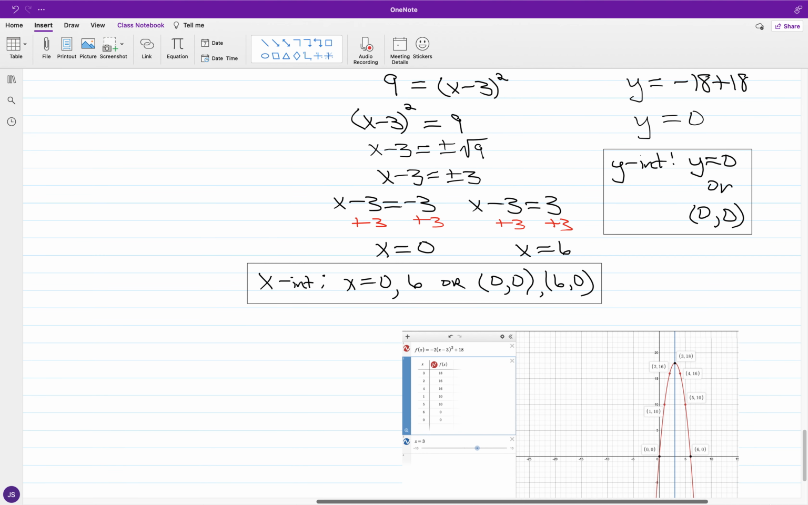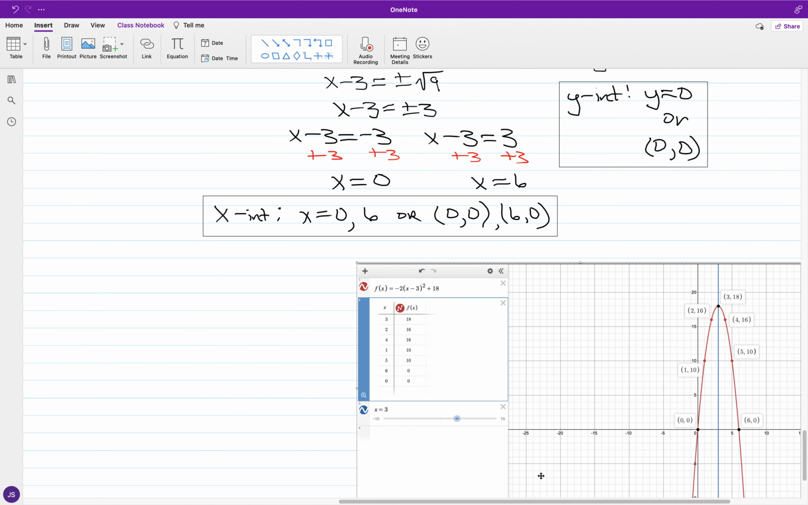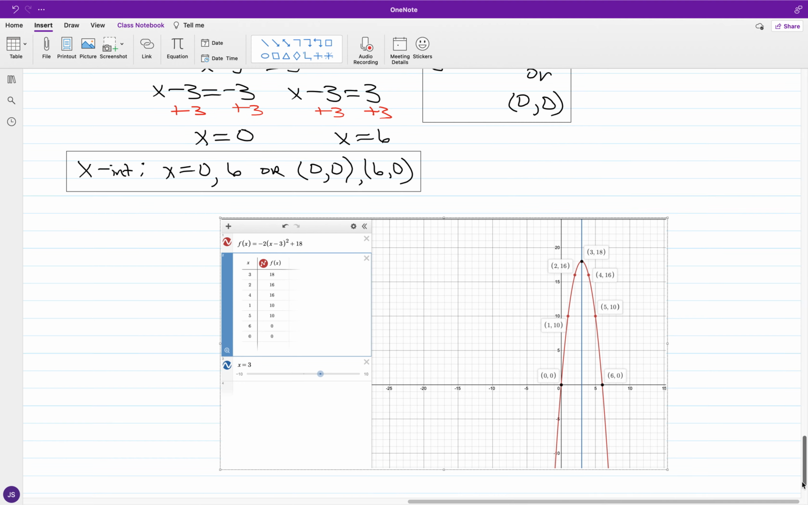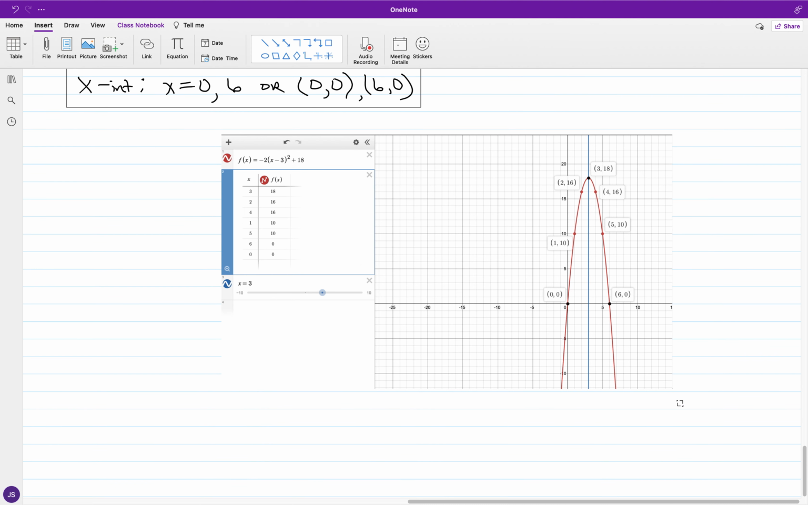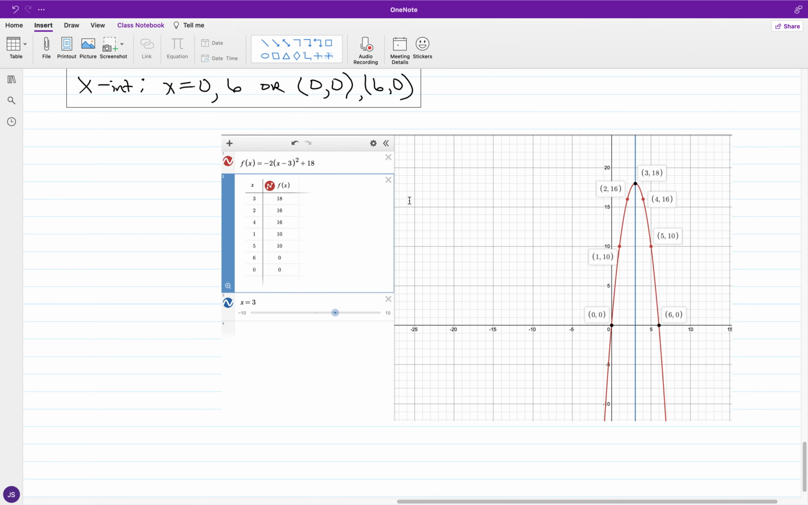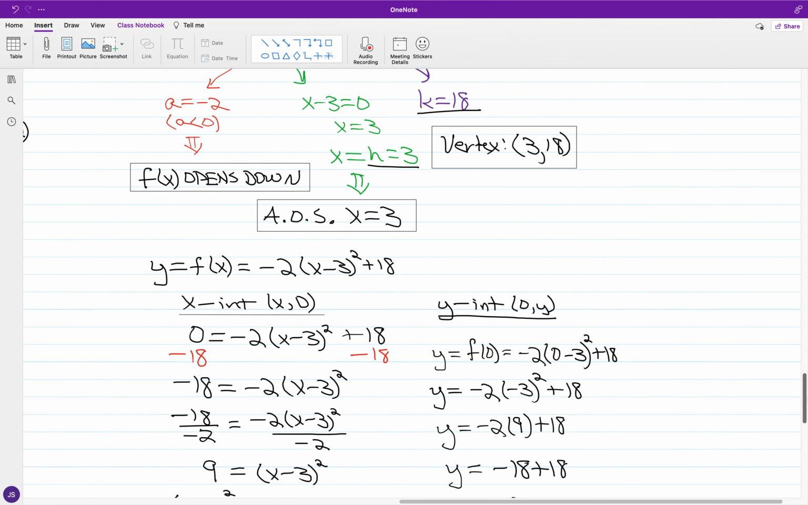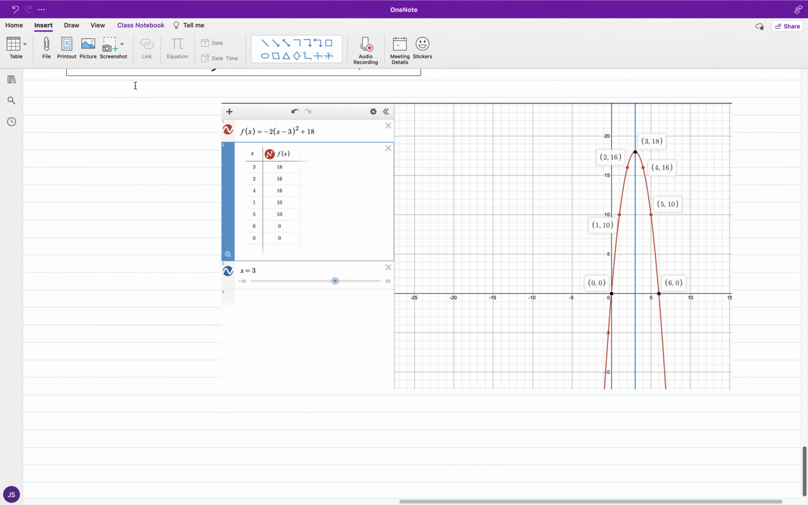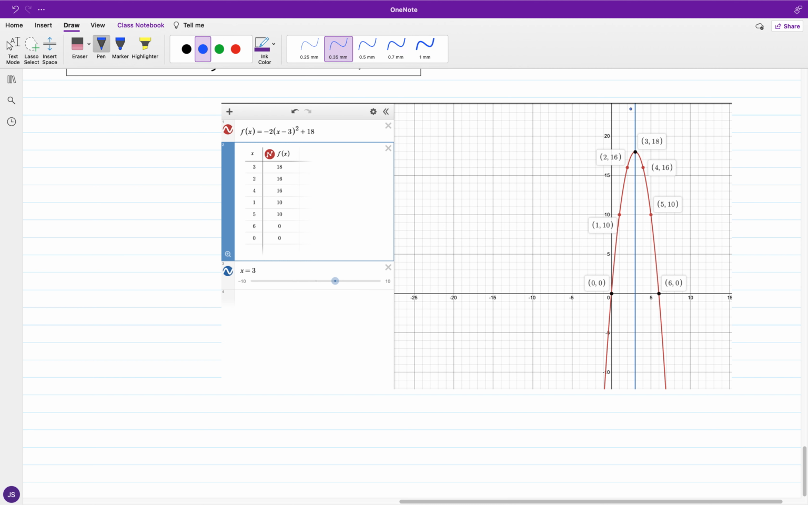So we have with this quadratic function, again, the graph is opening downward. And we identified the vertex at (3, 18). Again, the axis of symmetry, we have x is equal to 3. And again, we had the y-intercept at (0, 0), which is also an x-intercept. And the other x-intercept we have at (6, 0).